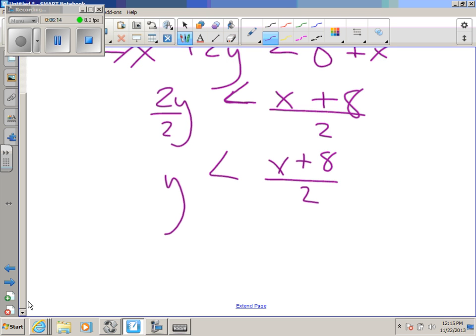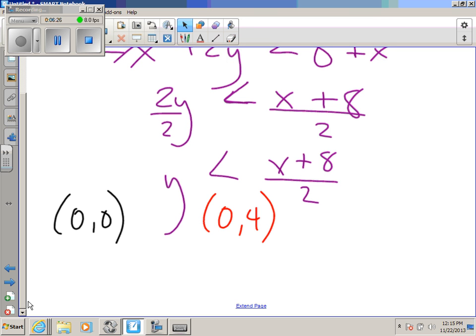Okay? So let's test these three solutions. We've got 0, 0. We've got 0, 4. And we've got 3, 5. We need to find out which of those ordered pairs would fit or make sense. Yeah, go ahead.